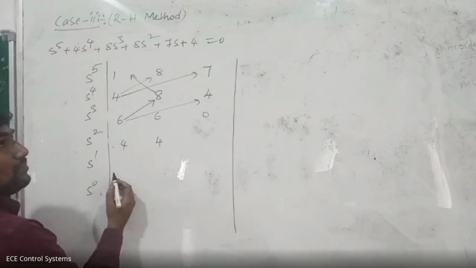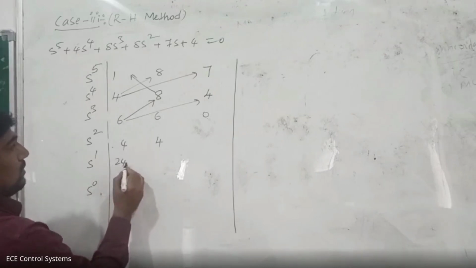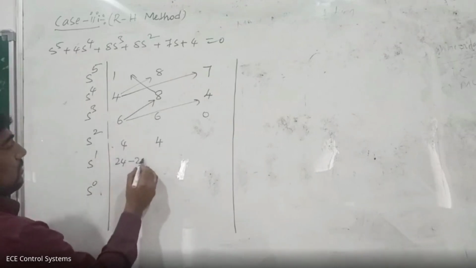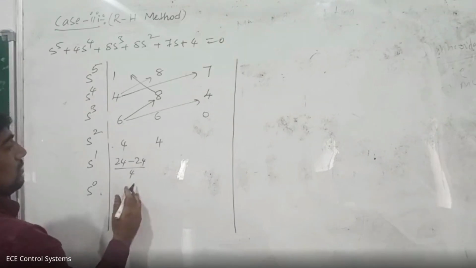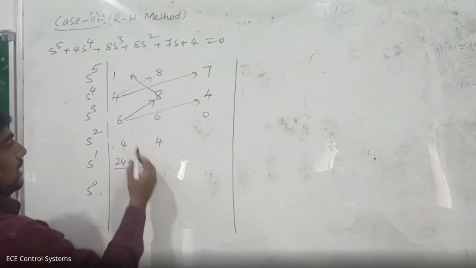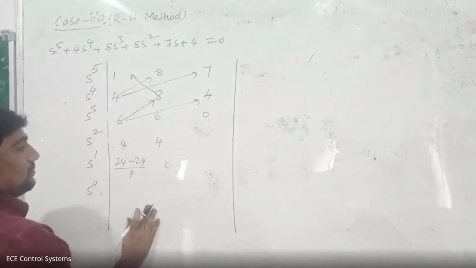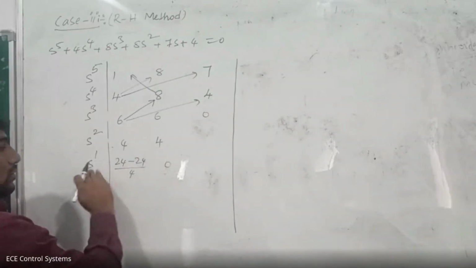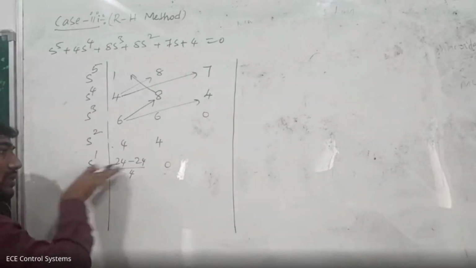4 into 6, 24. 24 by 4. I think this will be 0. Okay. Next one. This is also 0. Okay, this total row is 0. The total S1 row is 0.